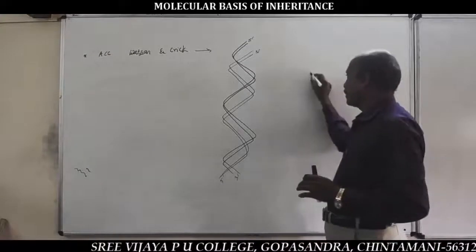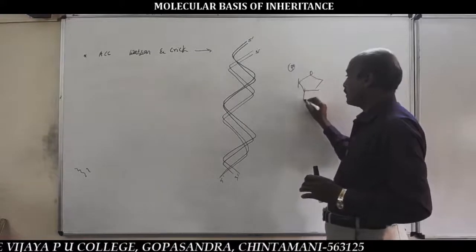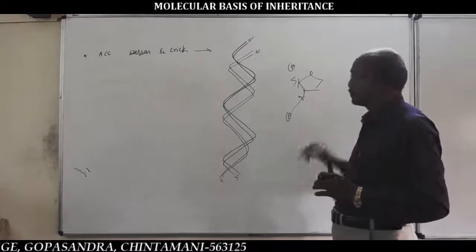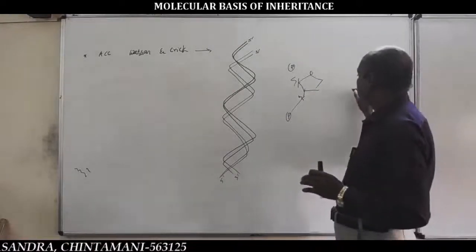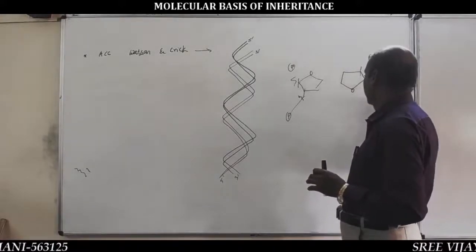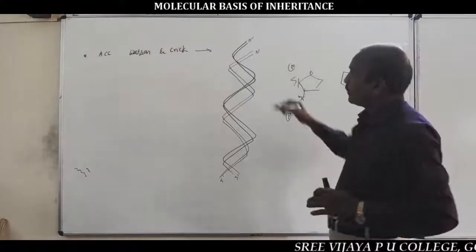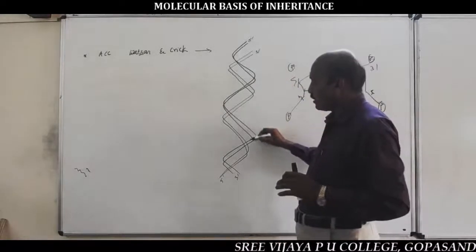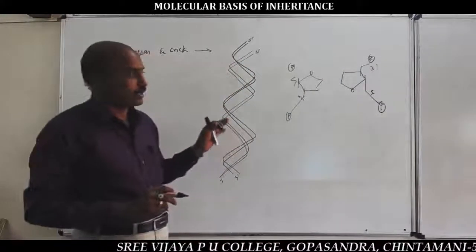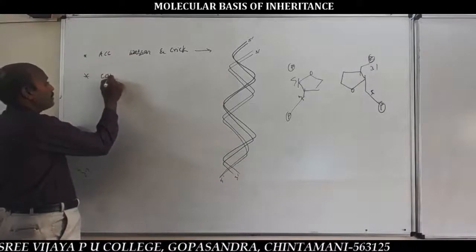In one strand, the phosphodiester bond linkage is in the 5' to 3' direction. In another strand, it is in the 3' to 5' direction. So, in DNA, both polynucleotide chains are anti-parallel in orientation, and complementary. Here the two strands are complementary.